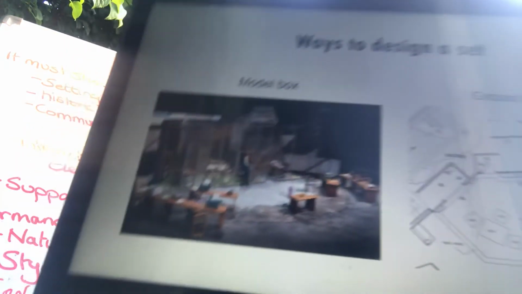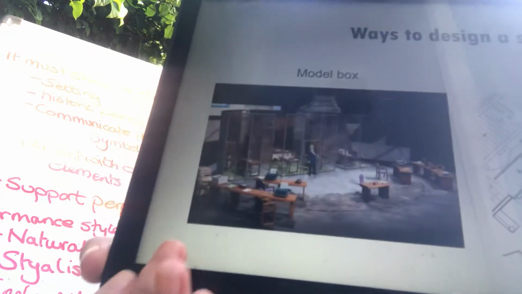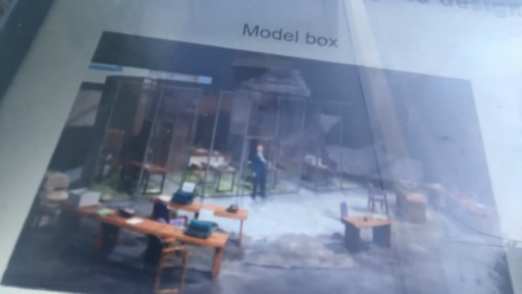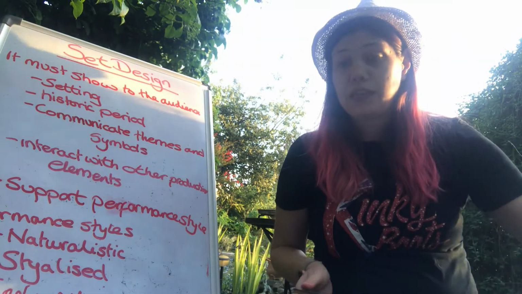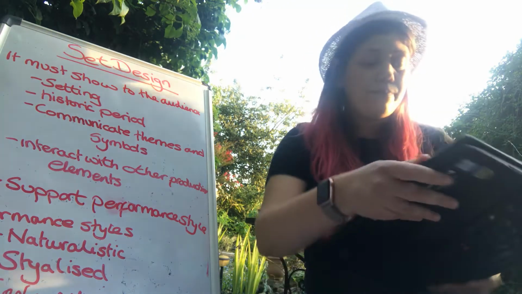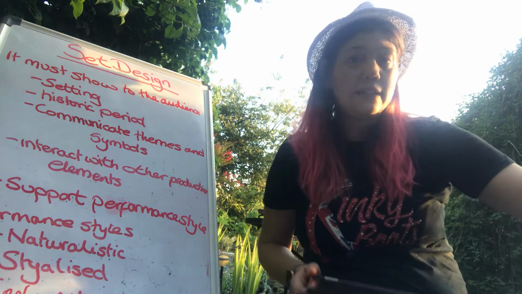Now, after they've done their ground plan, quite often the challenge is to do a model box or a box set. You'll hear me call it a box set. So that was for Antigone by the National Theatre, a Greek play.